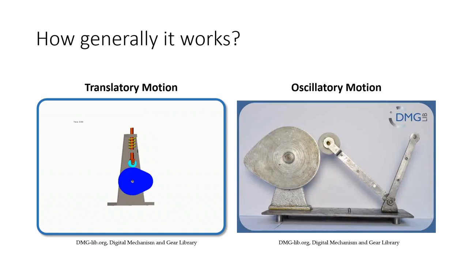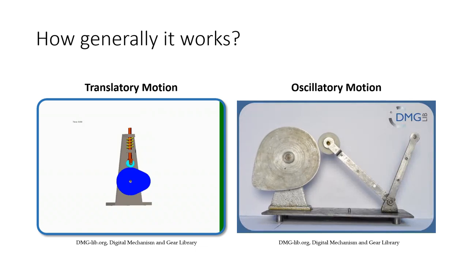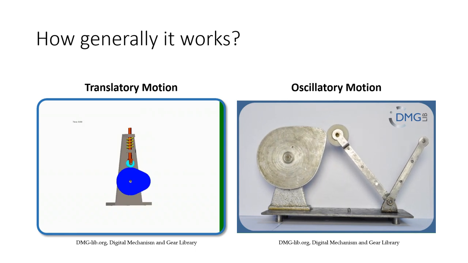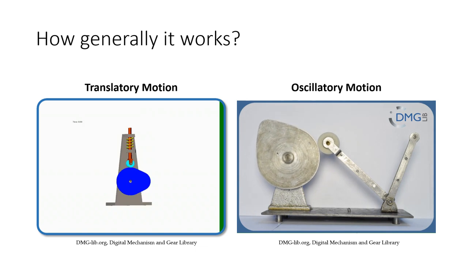There are two ways. One is translatory motion and the other one is the oscillatory motion. Translatory motion, as shown over here on the left, you can see that cam rotates, and because of the surface profile of the cam and also because the way the follower action has been constrained, it allows only up and down movement, which we call obviously the translatory motion. On the oscillatory side, which is on the right side, you can see the cam rotating and the follower is having an engagement in a different way as compared to the other example. And because of the nature of this pivoted follower action, you have the oscillatory motion going on.